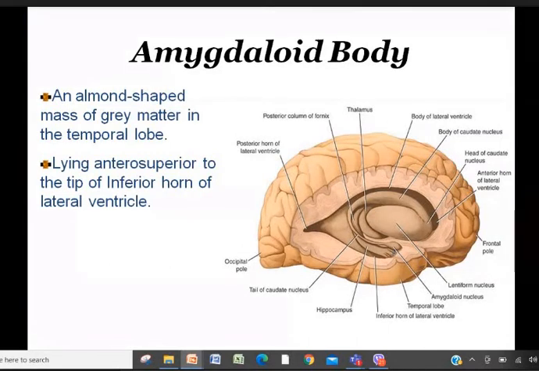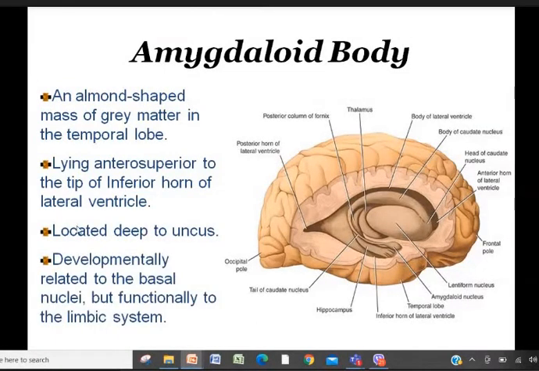Are you clear up to here? What you have studied: caudate nucleus, putamen, globus pallidus, claustrum, external capsule, extreme capsule, and amygdaloid body. Up to here you have studied. Now, deep to this amygdaloid body, you will get the uncus. Developmentally, the amygdaloid body is related to the basal ganglia, but functionally it is related to the limbic system.